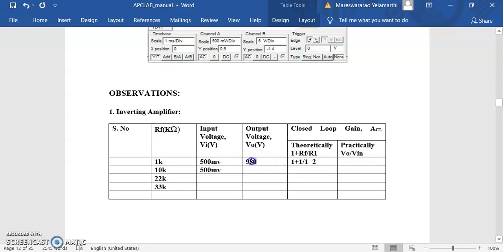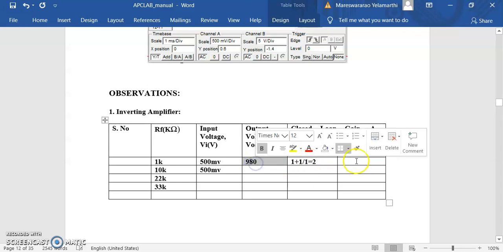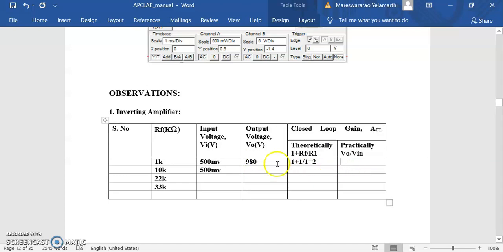Now the practical gain. Let us round the output up to 1000 millivolts. The output voltage value is 1000 millivolts divided by 500 millivolts, and we get a gain value of 2. The practical gain is 2 and the theoretical gain is also 2.